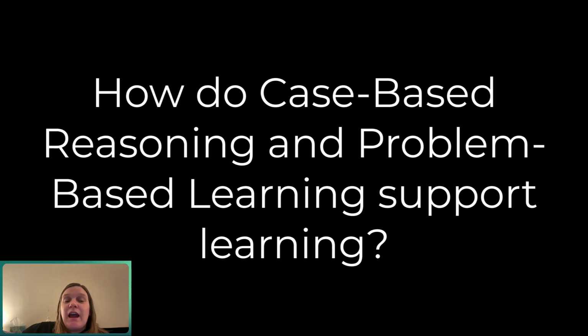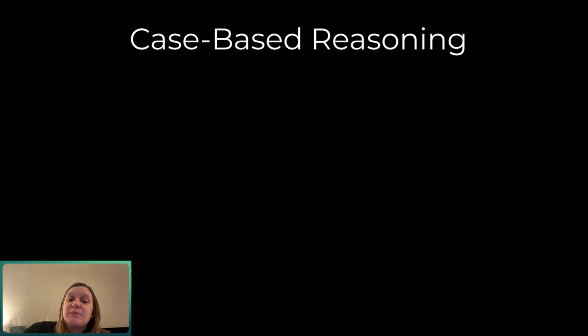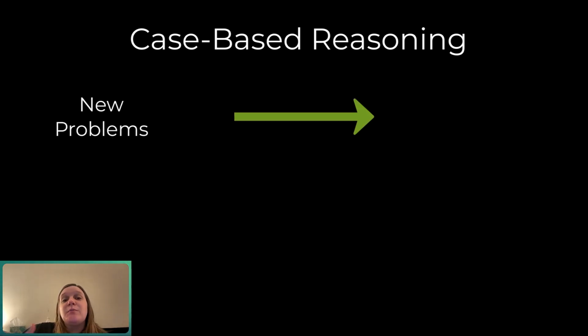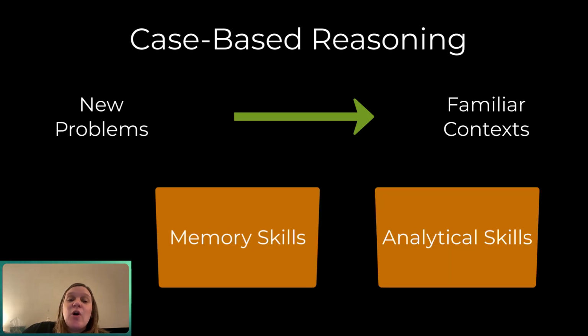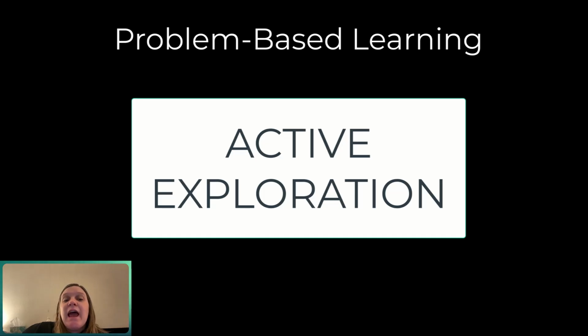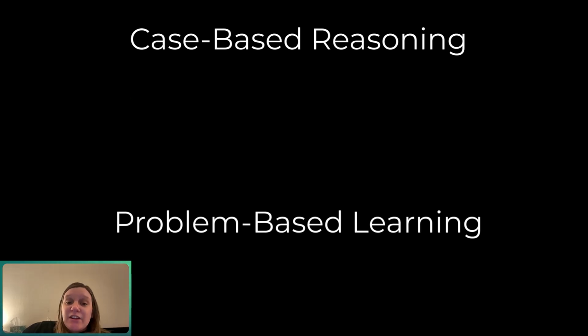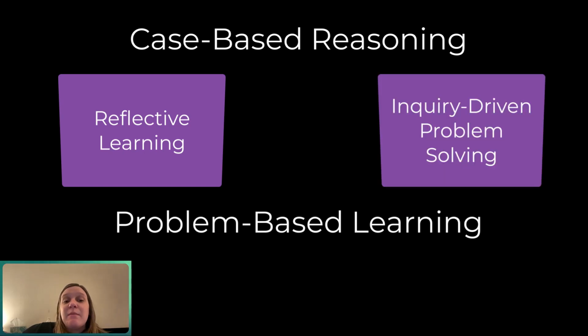You might be asking, how does this support learning? Case-based reasoning and problem-based learning support learning in their own ways. Case-based reasoning connects new problems to familiar contexts, enhancing memory and analytical skills, while problem-based learning promotes deep learning through active exploration and prepares learners for real-world scenarios. Together, they combine reflective learning with dynamic, inquiry-driven problem-solving.